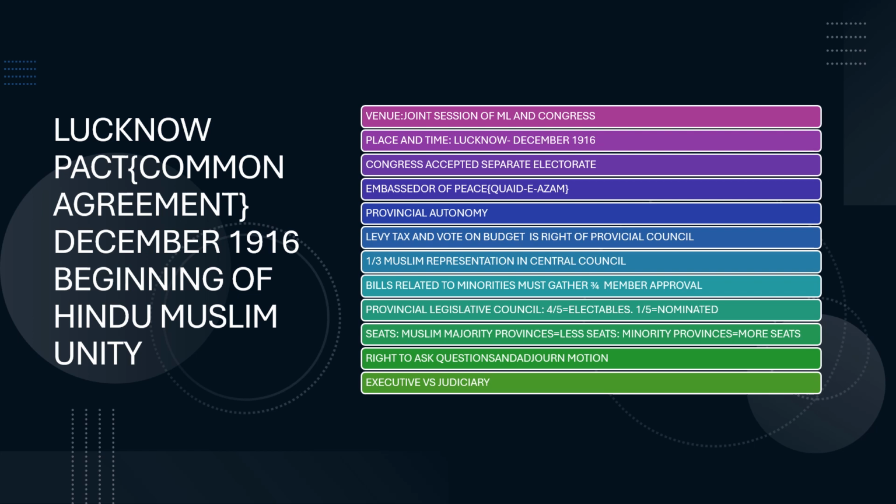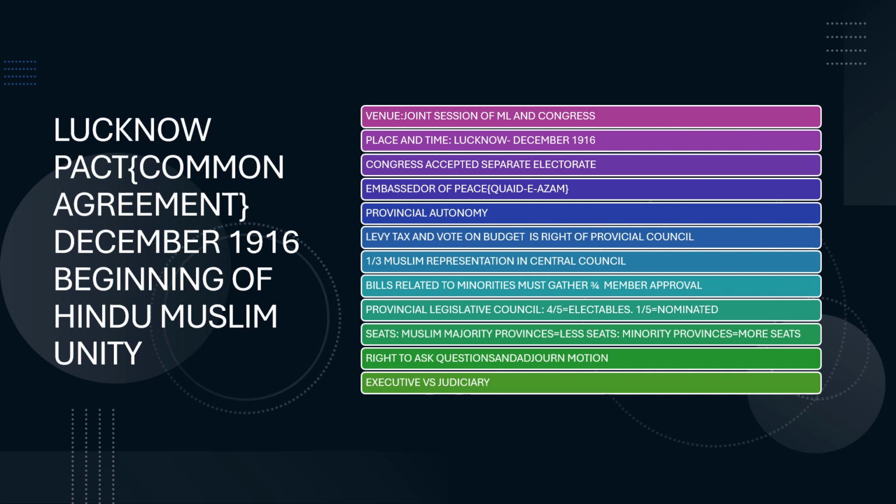Here Congress accepted the separate electorate, and Quaid-e-Azam was named Ambassador of Peace by a Hindu leader, Sarojini Naidu, and provincial autonomy was also given. Another important point was that the levy of tax and vote on the budget is the right of the provincial council. One third Muslim representation would be there in the central council. Bills related to minorities must gather three-fourths member approval. In the provincial legislative council, four-fifths would be elected and one-fifth nominated.